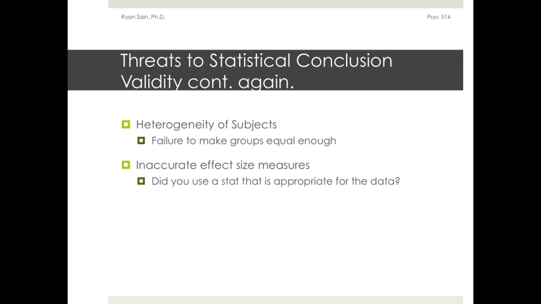Inaccurate effect size measures. Right? There's all sorts of measures of effect size, coincidence, correlation, so on and so forth. There's a bunch of those different things. The question is, did you use a stat that is appropriate to the data? Now, that one has kind of shown up a couple of times, but the idea is, was the stat properly chosen? If it wasn't, then you might not be able to assess any differences here.